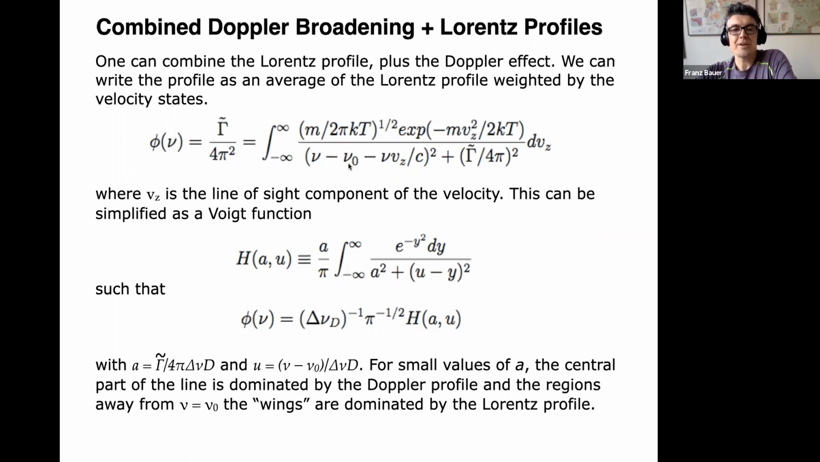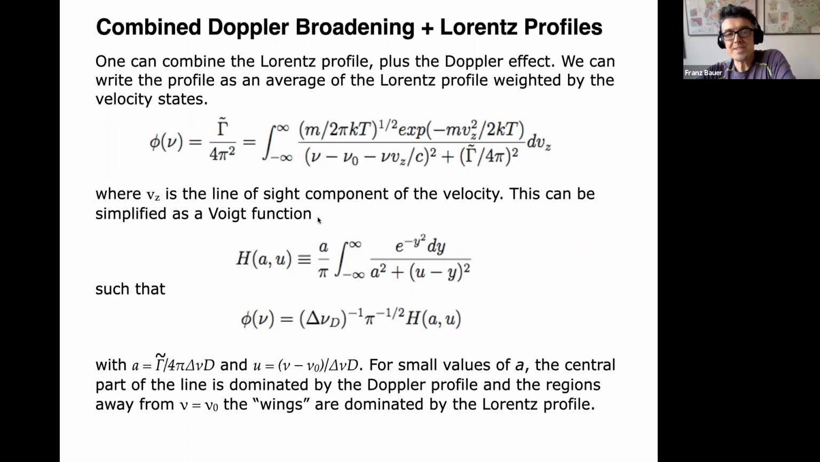You have the Lorentz profile, the delta nu here. You have this extra component, which is our Doppler component. You have a modified Lorentz profile here, and then this thing is taking all of the velocity states of this particular component. Here, this is a line of sight velocity only, and so we can simplify this ugly thing into something called the Voigt profile. The Voigt profile has a functional form which looks like this.